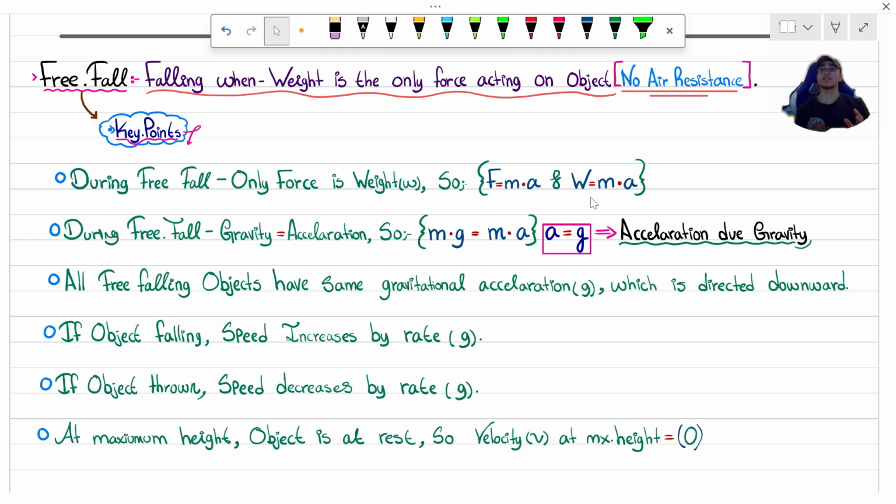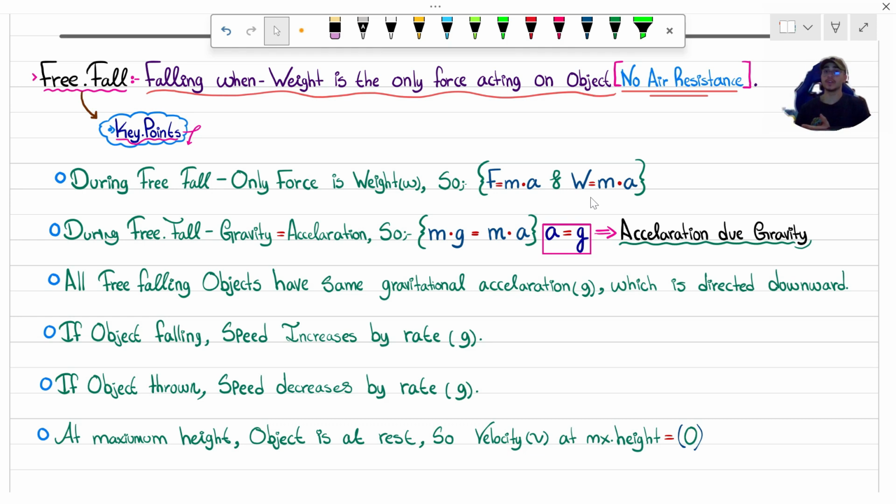So during free fall, we know weight is a force. Force is equal to mass times acceleration, because when you're falling, you have mass, which is the amount of matter in you, and you have acceleration while you're falling down. So you have a force. Force is mass times acceleration according to Newton's second law.